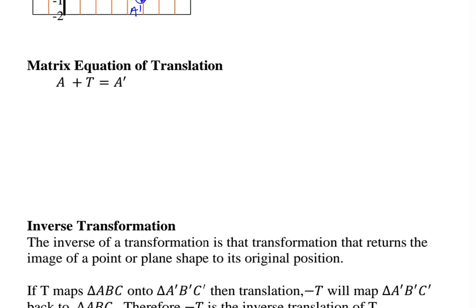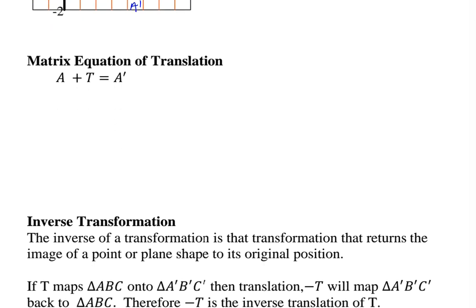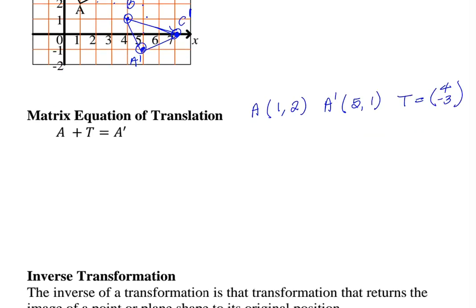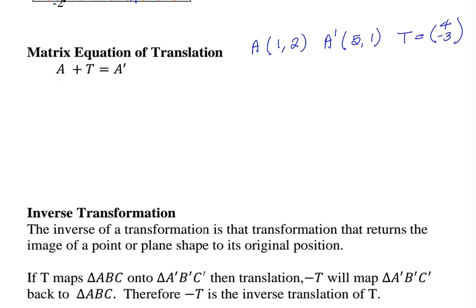All right, this is the matrix equation of translation. So let us show you how this works. The matrix equation of translation says A plus T is equal to A prime. A while ago, we concluded that A was the point 1, 2, A prime is the point 5, minus 1, and T was 4, minus 3. That's what we got from the previous examples. Now, let us use the matrix equation of translation to see if it works.